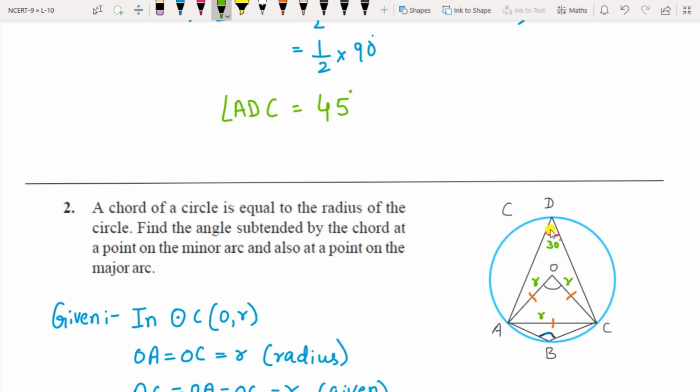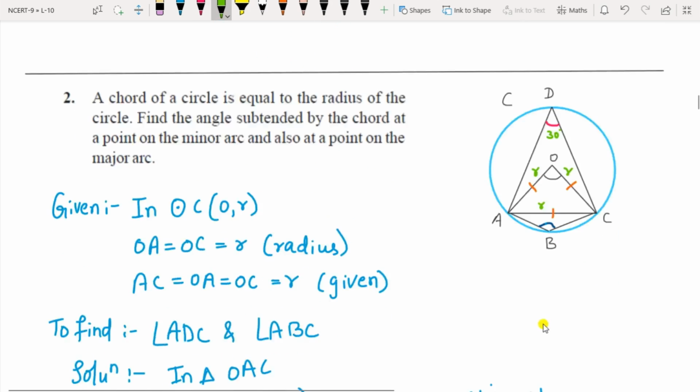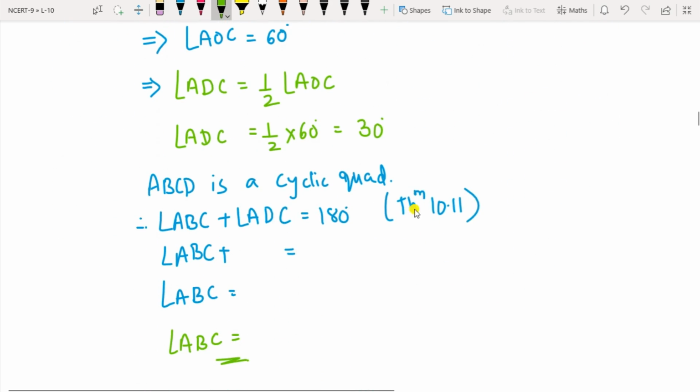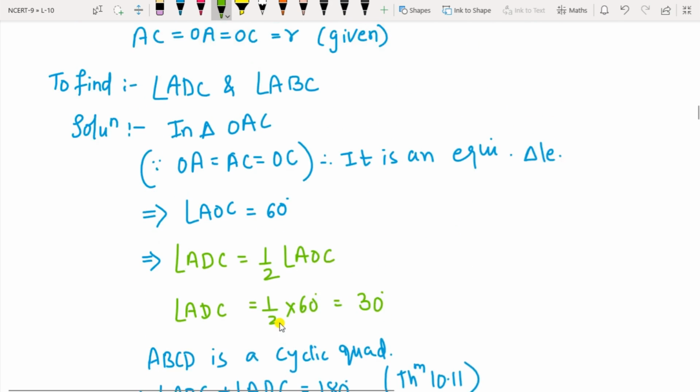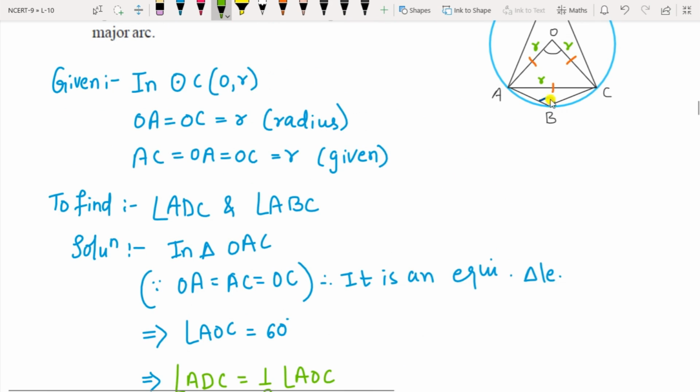Right? Now D and B, this is a cyclic quadrilateral, and D and B are opposite angles of the cyclic quadrilateral. Therefore they are supplementary. That is from theorem 10.11. So ADC is, just now we have found out, that is 30. So 30 plus ABC will be equal to 180 degrees here. So it will be 180 minus 30, and that will give you 150 degrees. So ABC is your 150 degrees. So this angle here is 150 degrees.